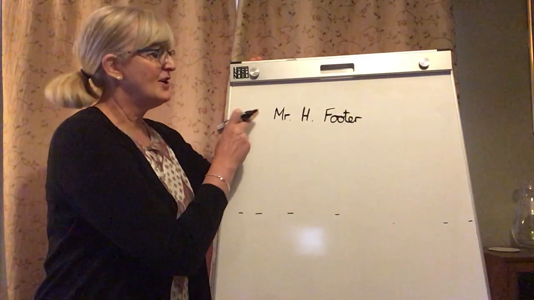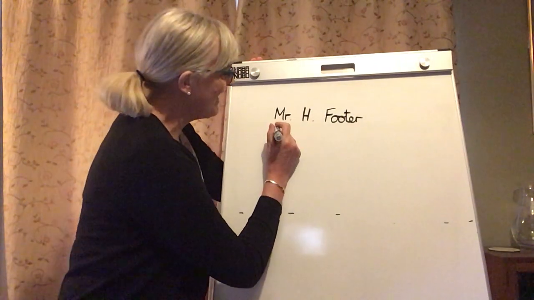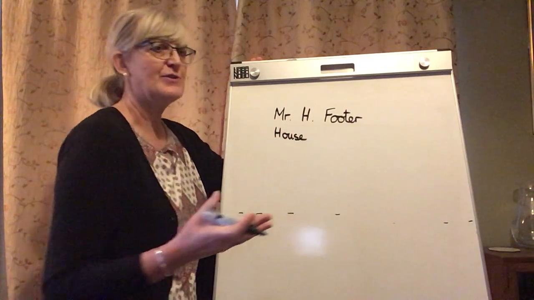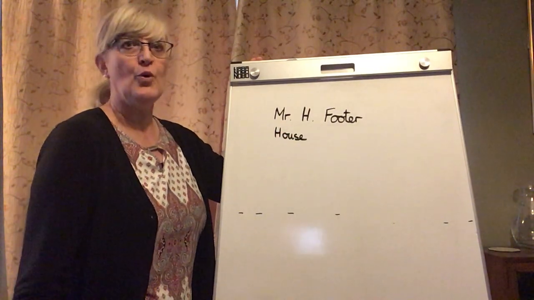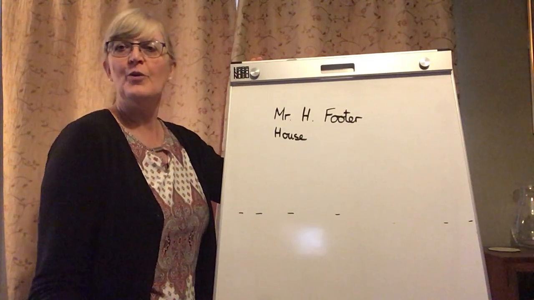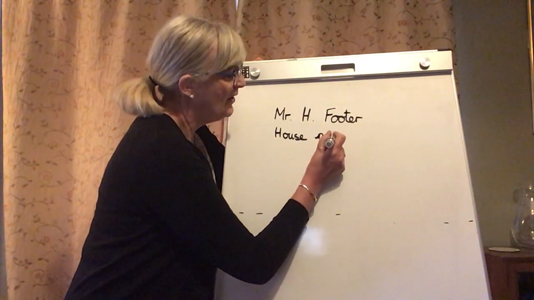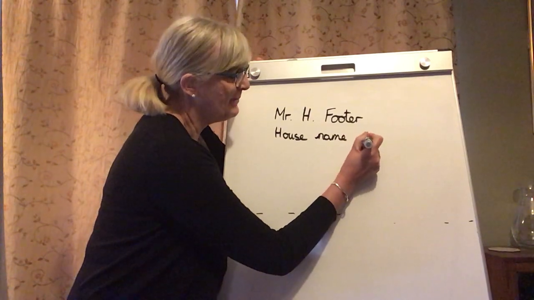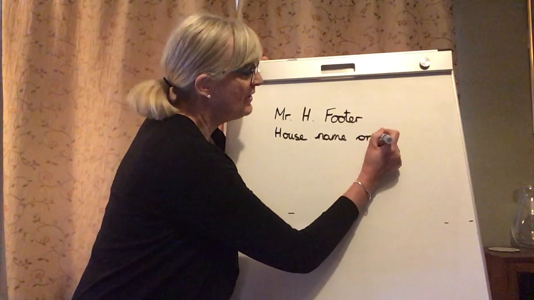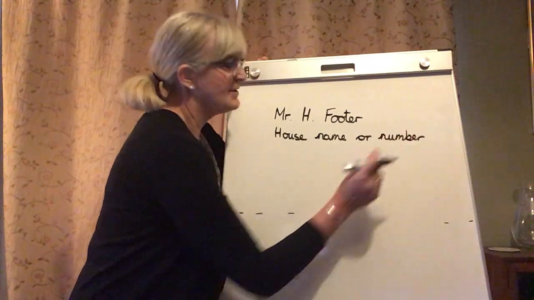So that's the first line. So first thing is, who's it going to? And what's their house? So I'm just going to write house there. But you can write the name of a house. So it might be number 4 or number 7 or whatever their house is called. The house name or number, because some houses don't have names and some houses don't have numbers. House name or number. Okay, so that goes on the next line.